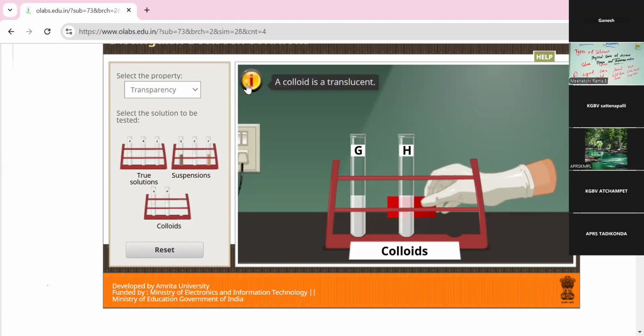It is called as translucent. Translucent means it is not clear, not in opaque nature. This nature is called translucent nature. When translucent nature appears, that kind of solution is called a colloid. And next property is filtration.